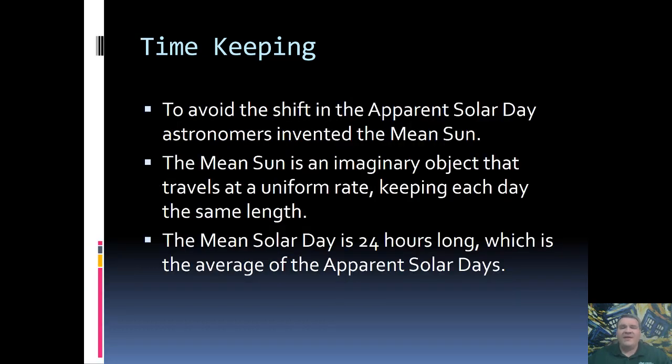To avoid the problems we get from the apparent solar day just tracking the motion of the sun, we have invented what we call the mean sun. This is the average motion of the sun throughout the entire year. From the mean sun, we create the mean solar day. This is the average length of the solar days throughout the entire year, and this is the 24 hours that we actually keep. The mean solar day is what your watch is keeping track of. The apparent solar day is what a sundial keeps track of.